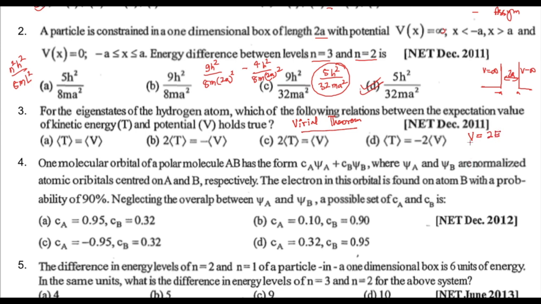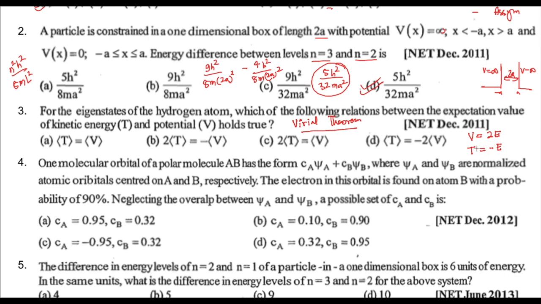Okay, so the potential energy is twice your total energy. E is the total energy, V is the potential energy. Your T, that is your kinetic energy, is actually equal to minus E. Okay, that is the negative of the total energy.